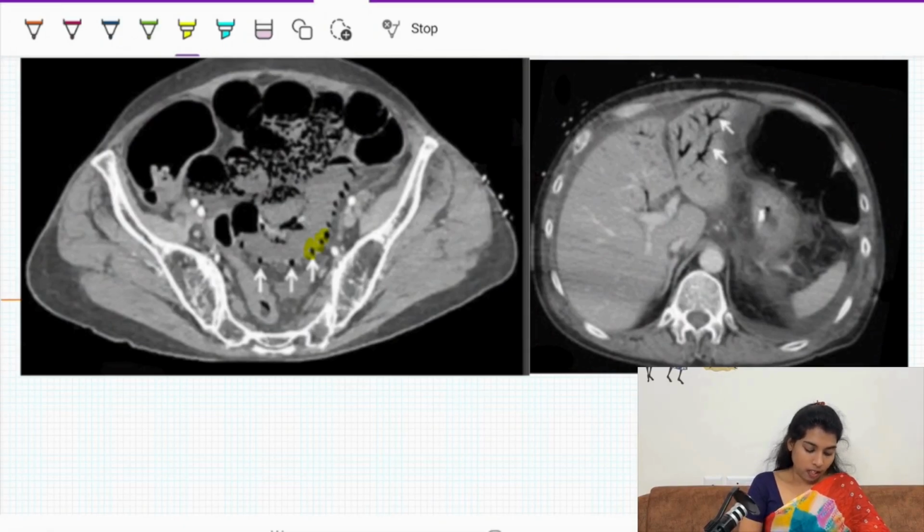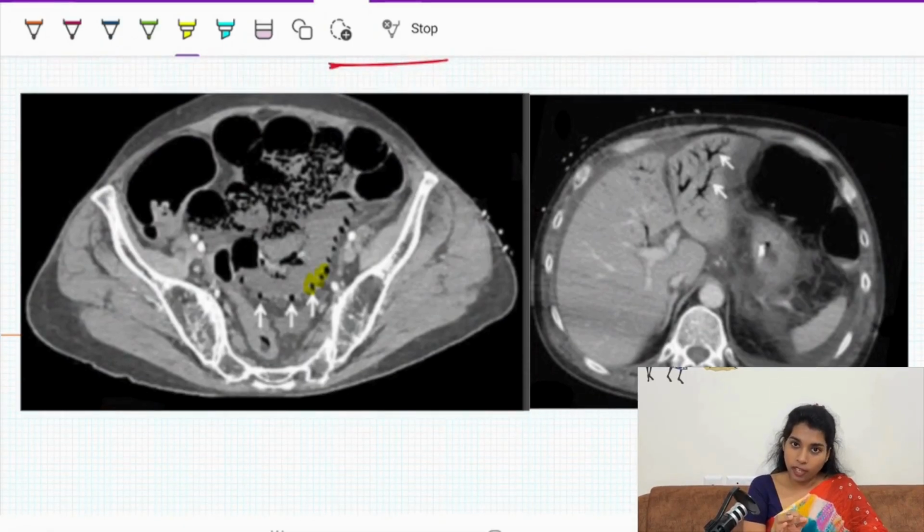So, if you're seeing an air focus which you suspect could be pneumatosis intestinalis, and if it is present along the posterior wall of the bowel, then when you take a CT scan in a supine position, the air is supposed to accumulate on the top, right? But still, if you're seeing it along the posterior wall, it has to be pneumatosis intestinalis.